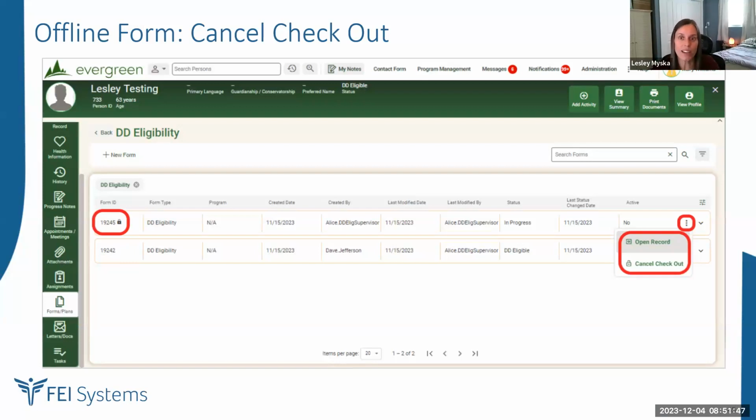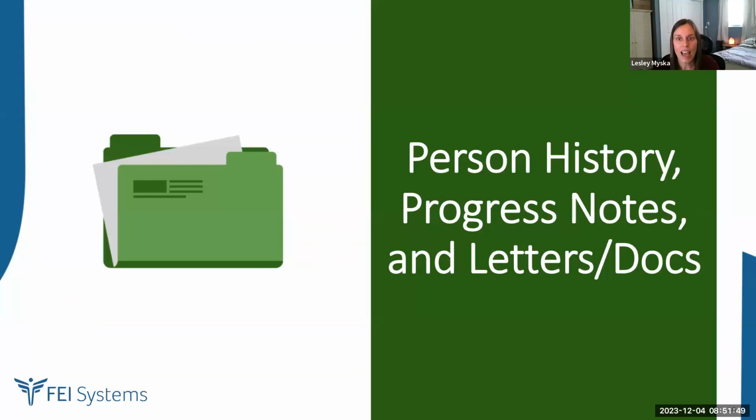Next slide, please, Miranda. After submitting the DD eligibility assessment, the eligibility coordinator may have additional person history and or progress note content that they would like to add to the person record. After completing the eligibility determination, the coordinator or supervisor will want to use the letters and docs module to populate the appropriate letter template to print and mail out to the person.